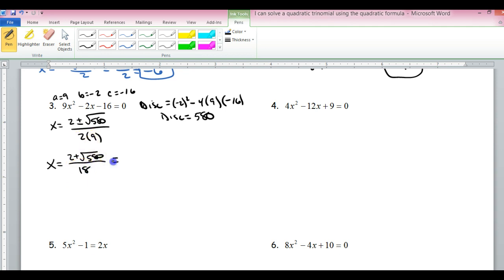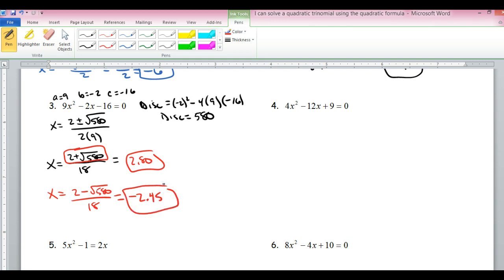And when you put this in your calculator, do me a favor, put this in, hit enter, and then divide by 18. Okay, you have to evaluate the numerator first. When you evaluate this, you get 2.80 in your calculator. My second solution, now I'm going to subtract the square root of 580 and divide by 18. And when I do this, I get negative 2.45. And those are your two solutions.